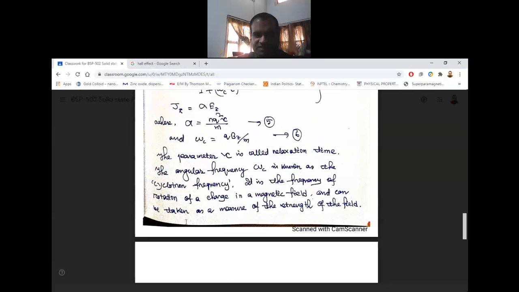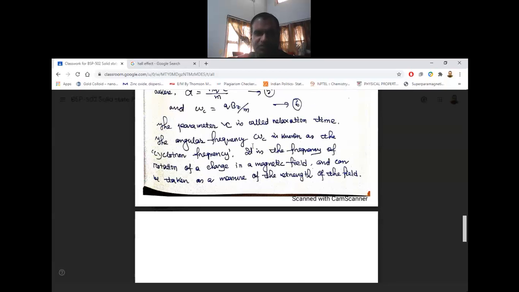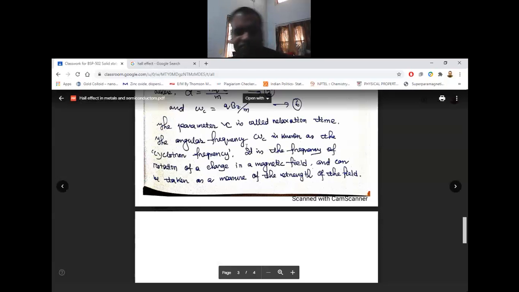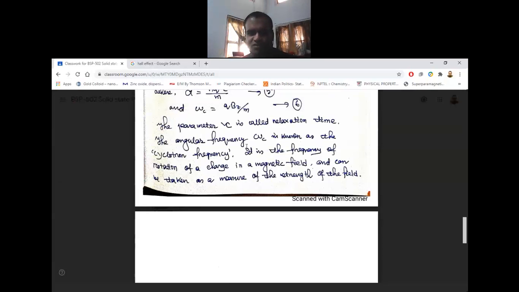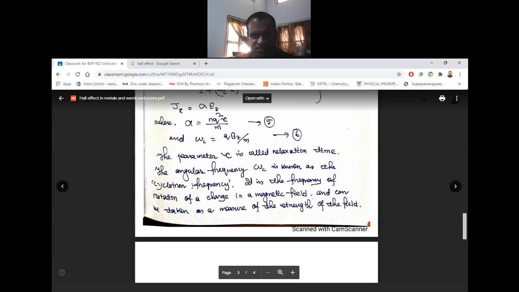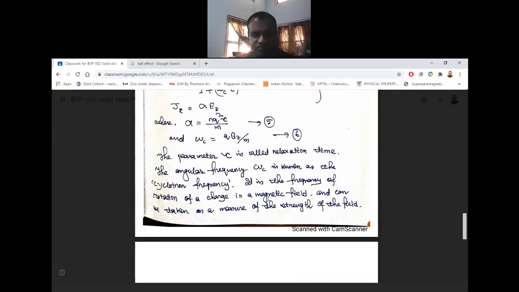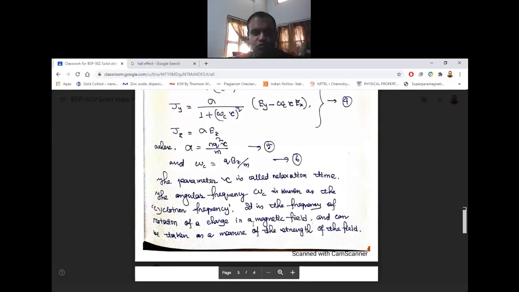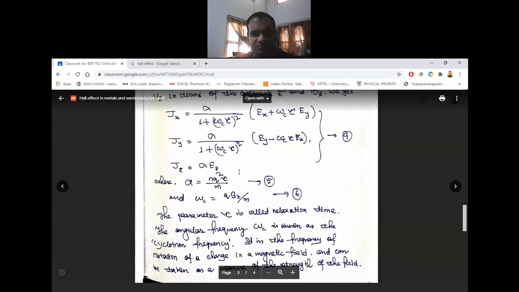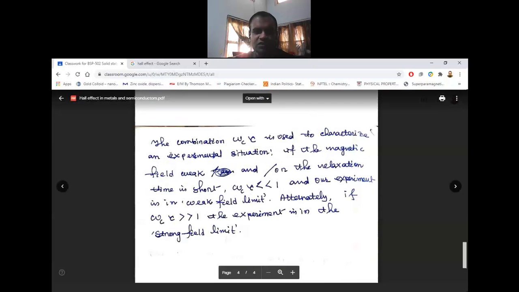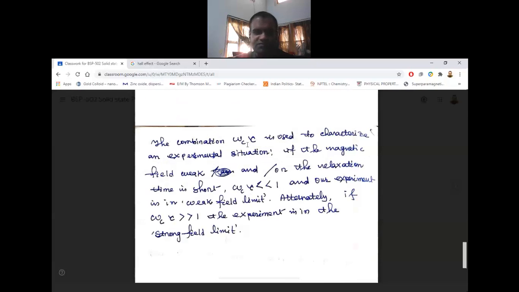And omega c is a quantity known as cyclotron frequency. It is the frequency of rotation of a charge in a magnetic field and can be taken as a measure of strength of field. Of course, a magnetic field has to be there in order to move the charge through that accelerator. So it is the frequency of a charge in a magnetic field.